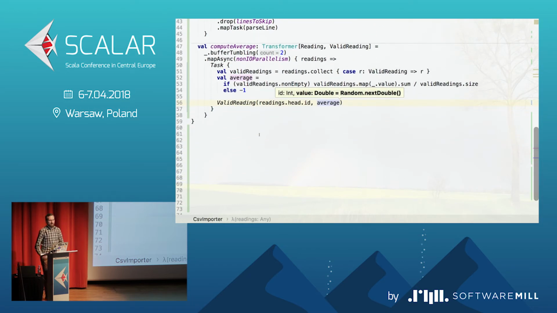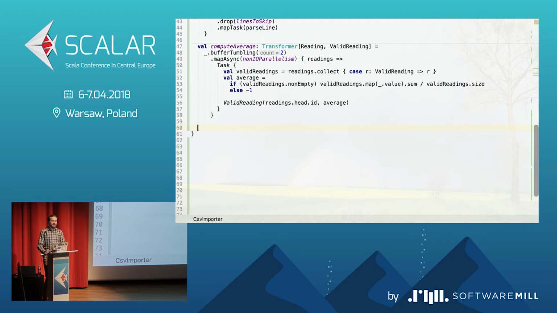And this is the second transformer we created. Once again, what it does, it uses the buffer tumbling to group the readings into groups of 2. And then for every pair of readings, it launches an async computation described by the task here that just computes the average.